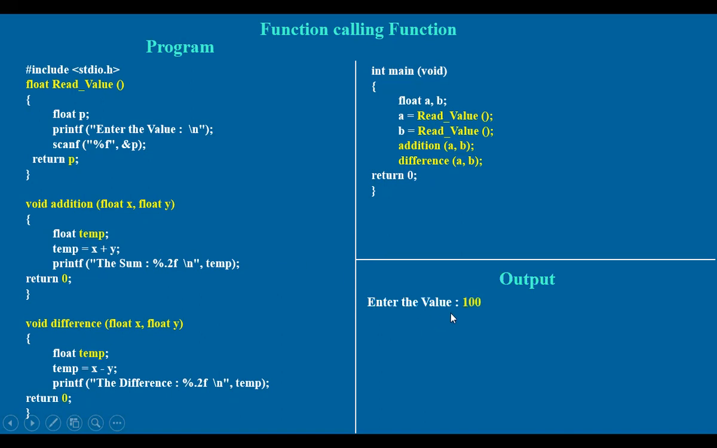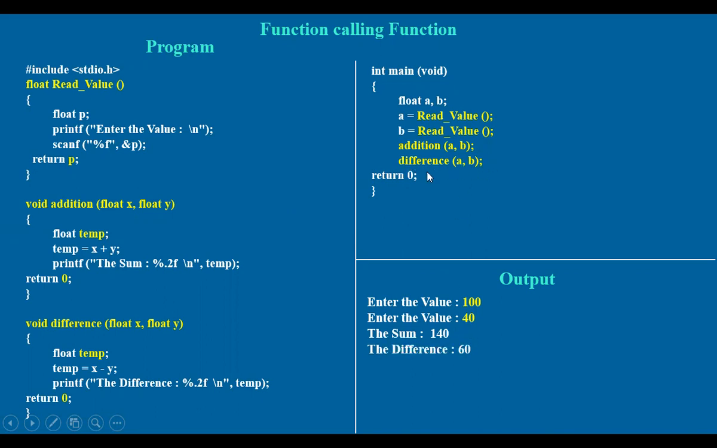Now, compile this and execute. You get enter value. That means the main program started executing, and here the first statement, read value, is activated. Enter the value. So you entered 100 here. Now again the second value, read value. Again it has come, enter the value. Yeah, entered 40. Right? Now this statement has been executed. Addition A, B. The two values are added here, and 100 plus 40 is 140.